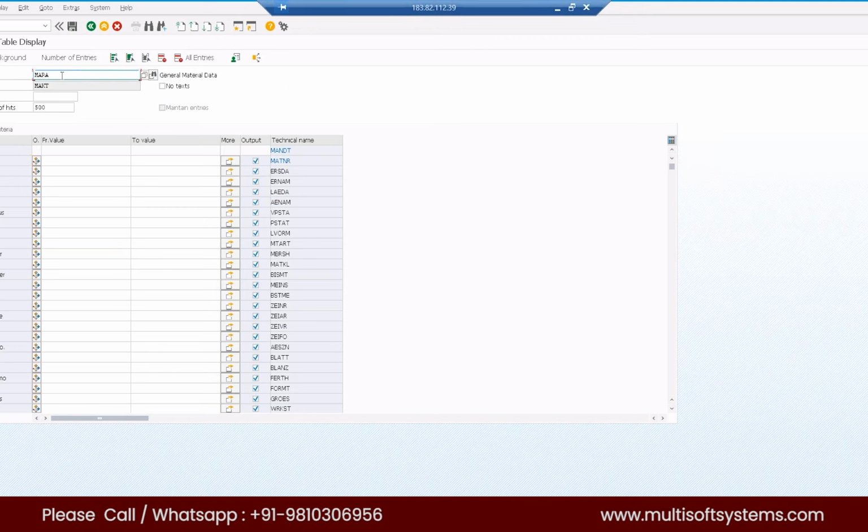Do I also have to explain which table we are accessing and why we are accessing it? For example, you must have an idea about the MARA table, right? Or do you want me to explain this also? Yeah, I know.